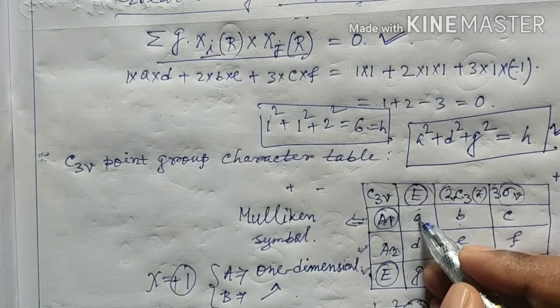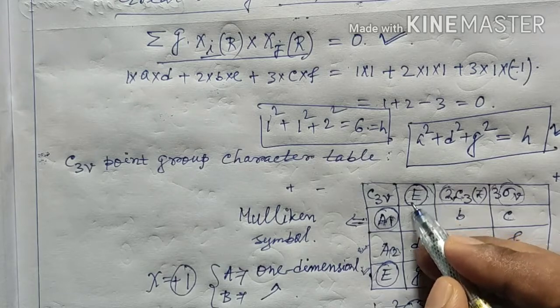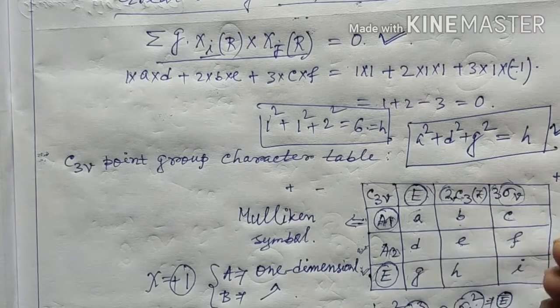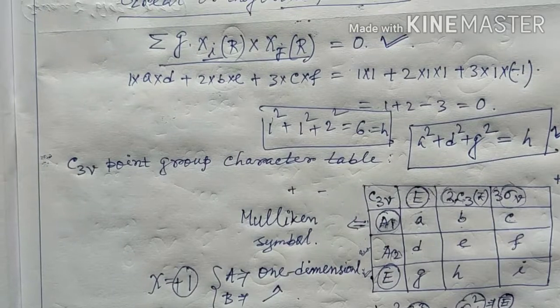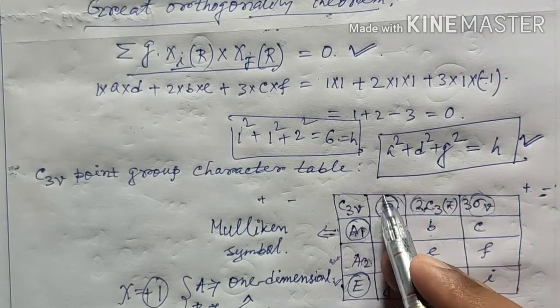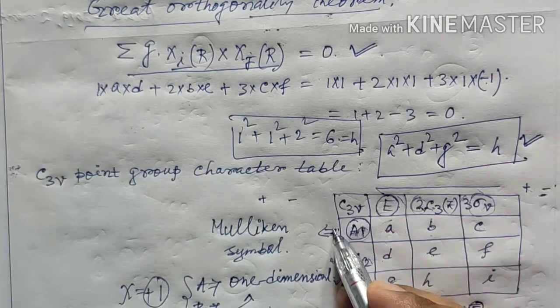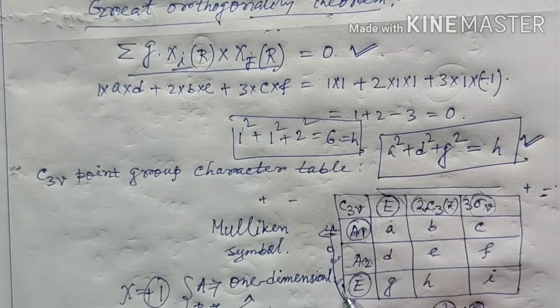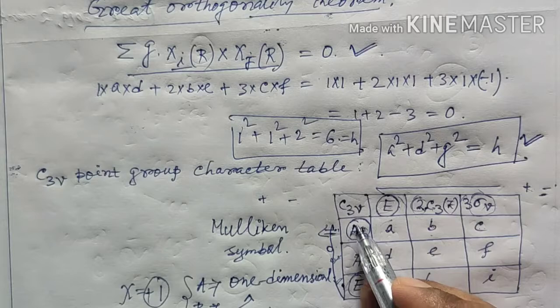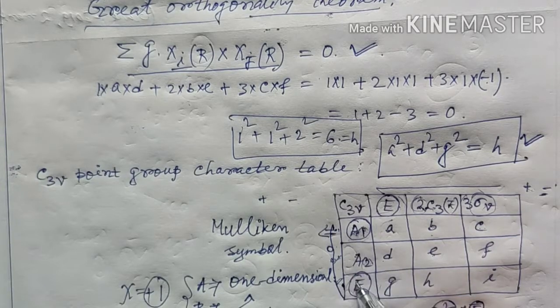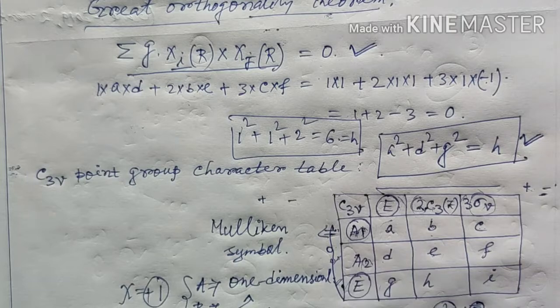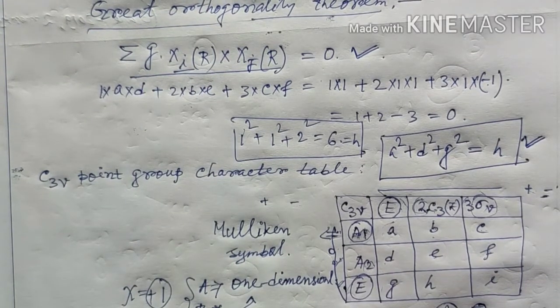The summation of the squares of the identity operation characters is equal to the order of that group. And in this case, the number of classes, that is 3, will be equal to the number of irreducible representations. That is, here the irreducible representations are also 3. So the number of classes is equal to the number of irreducible representations. These are the basic things regarding the character table of a given point group.